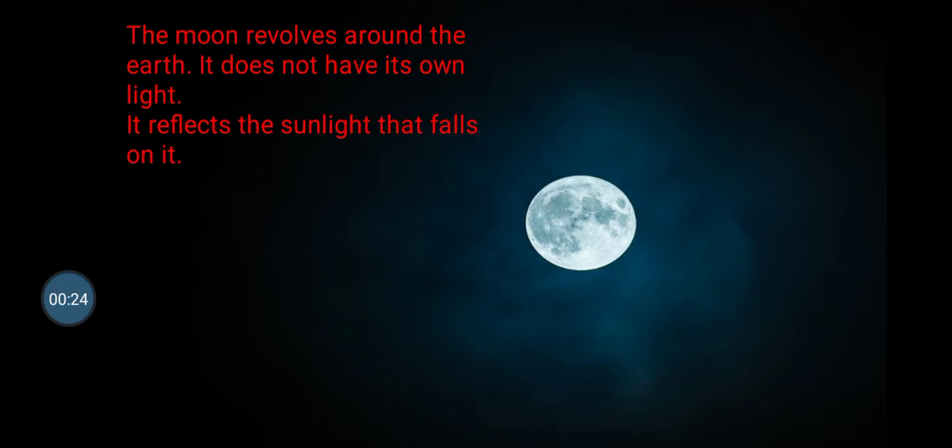Just like you have studied that the earth moves around the sun, the moon also moves around the earth. It does not have its own light. It reflects the sunlight that falls on it. You have learnt in previous blogs that the sun is a star. It has its own heat and light. Compared to that, the moon is not a star. It is a satellite and it does not have its own heat or light.